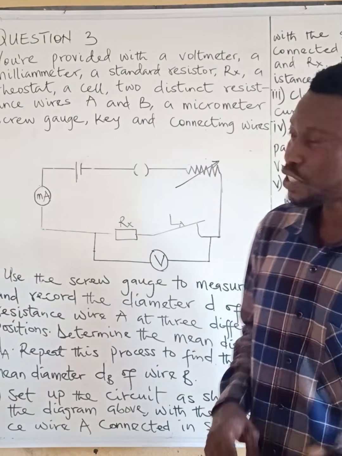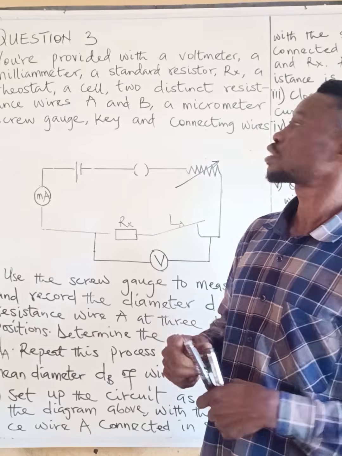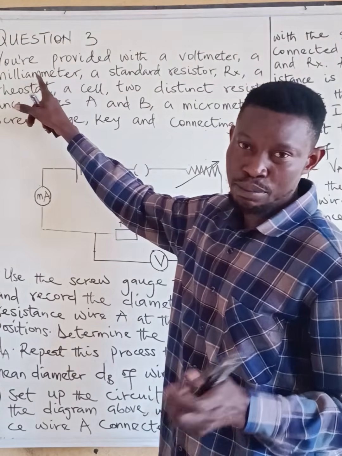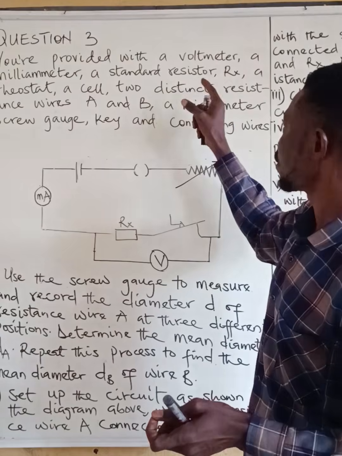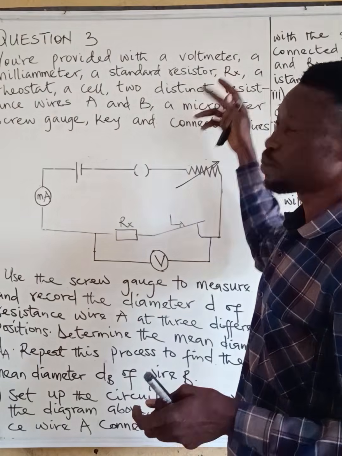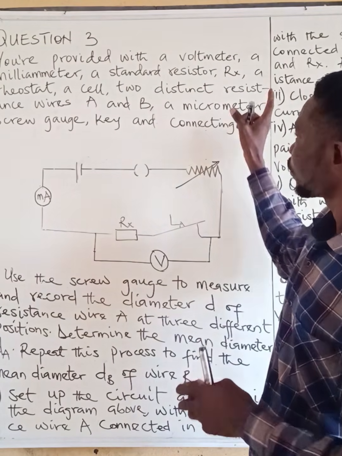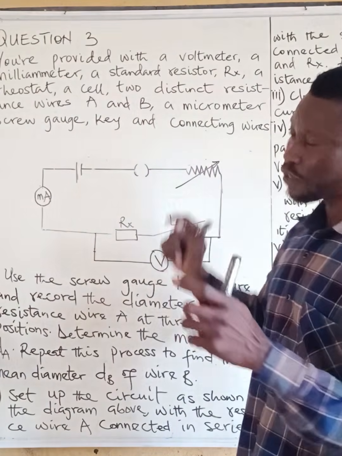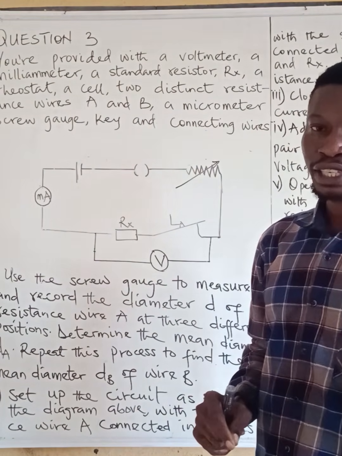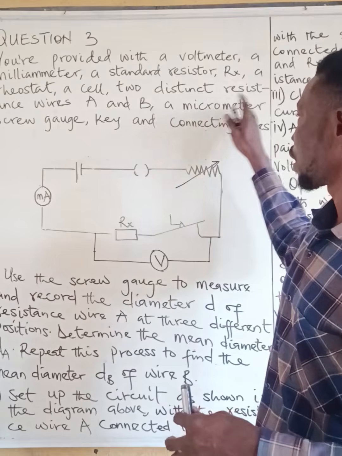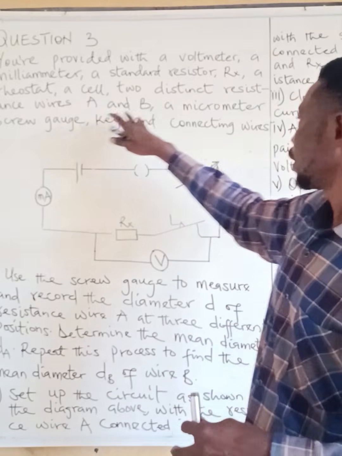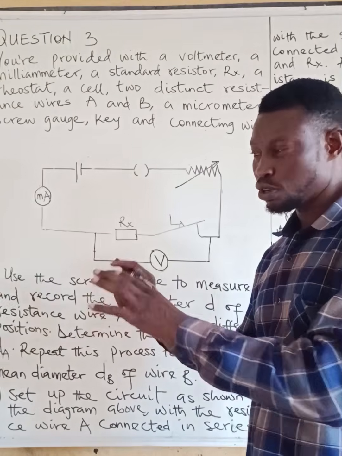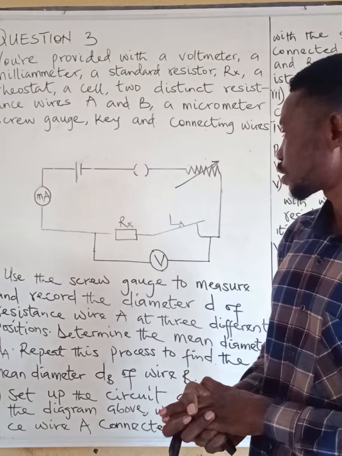Now, in this experiment, you are provided with the following things. You are provided with a voltmeter, a milliammeter, a standard resistor that is labeled Rx, a rheostat, a cell, two different resistance wires labeled A and B, a micrometer screw gauge, a key, and connecting wires. I'm going to be showing you all of these things in a moment.